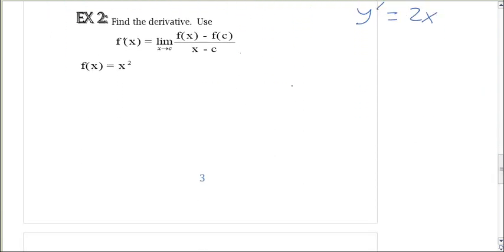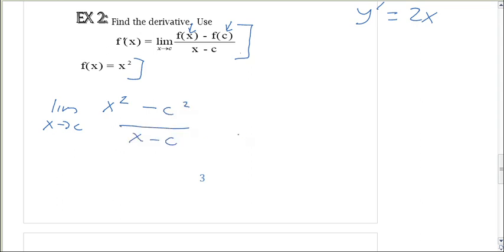Okay, example 2. We're going to use the second definition of a derivative here. Same function, so you guessed it, we'll probably get 2x hopefully for our answer. So let me go ahead and start. We get limit as x approaches c, and then it says here, everywhere I see an x, put in an x. Okay, that's easy. That just makes x squared. Then everywhere I see an x, I put a c. So minus c squared all over x minus c. Okay, that's the formula. It's looking great.